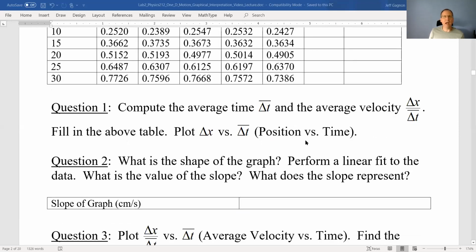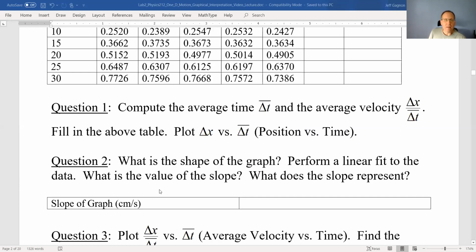Okay, once you have that graph, you can answer question 2. What is the shape of the graph? Perform a linear fit to the data. What is the value of the slope? So remember, when you do the linear fit, it'll give you that slope value. And what does that slope represent? Okay, so you want to answer all those questions. And here in this little table, you can put the slope value. Kind of giving you a hint by giving you units, right? It's centimeters per second. It's going to be the slope.